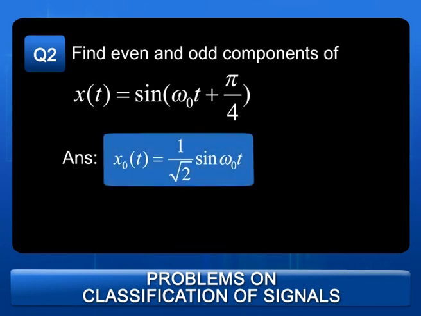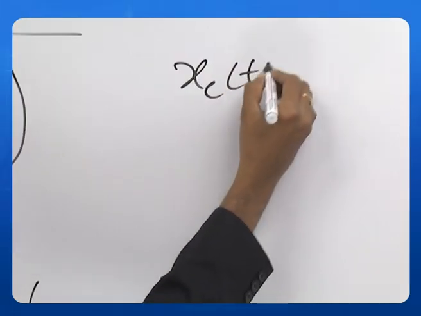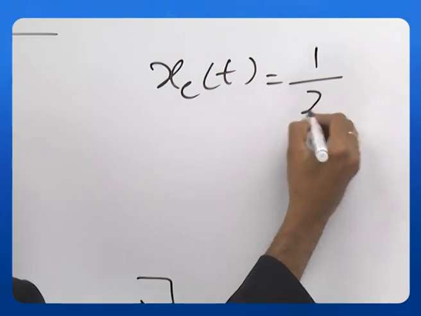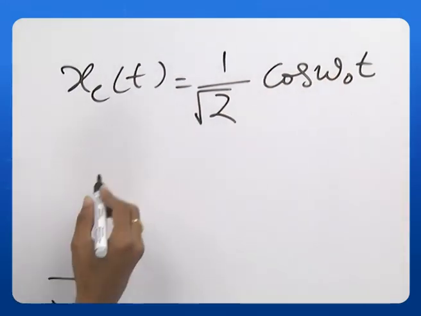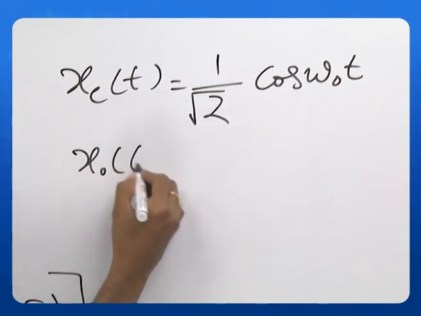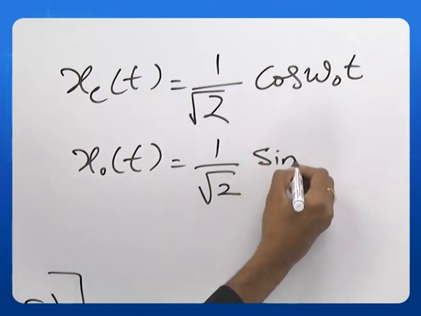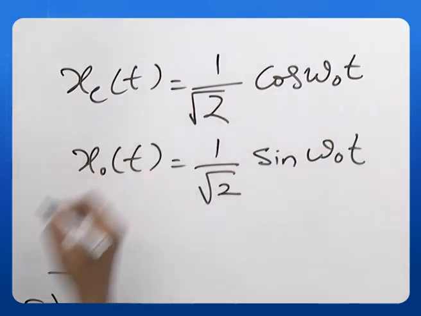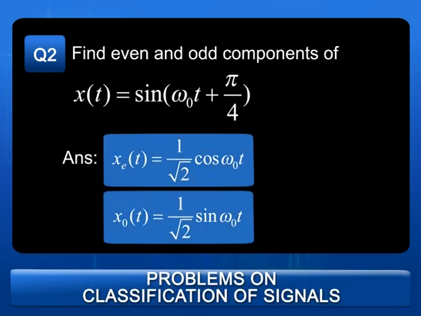So, let us write both of them here, even component, odd component here. We can summarize here, we will write the even component x e of t is equal to 1 by root 2 cos omega naught t, and odd component x o of t is equal to 1 by root 2 sin omega naught t. So, this is the answer solution where we have calculated both the even component and the odd component.